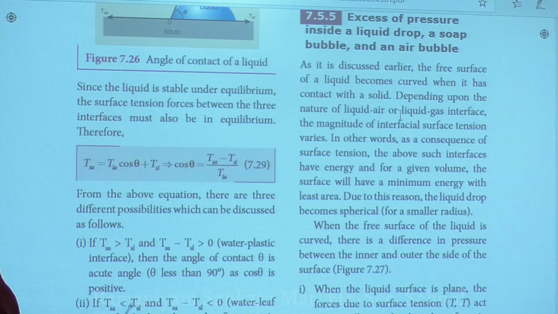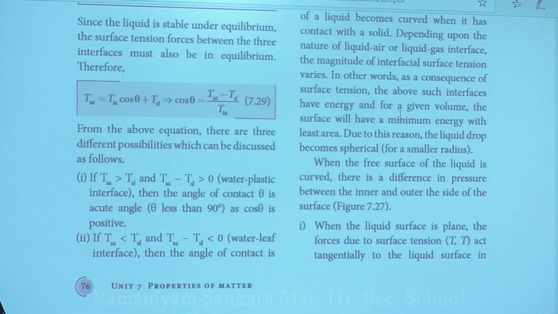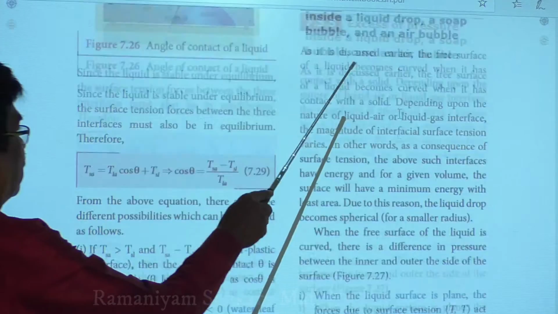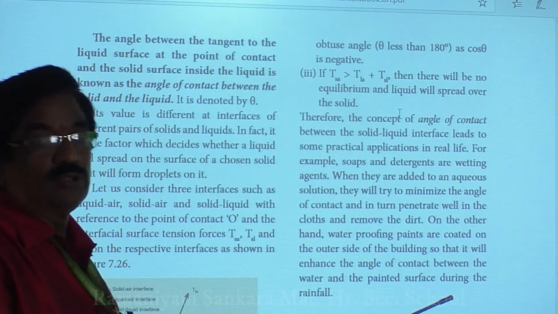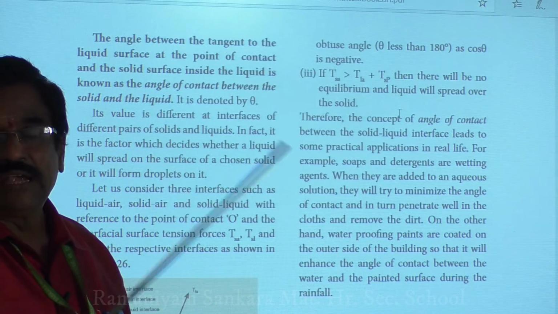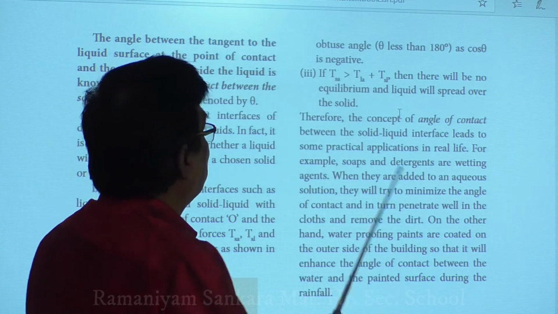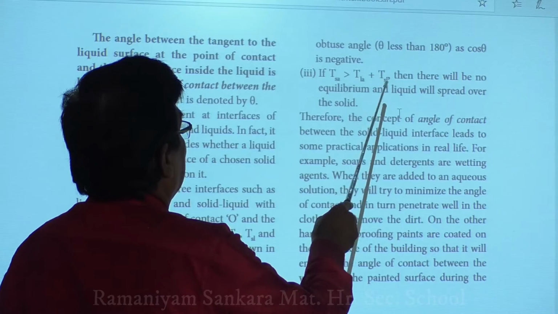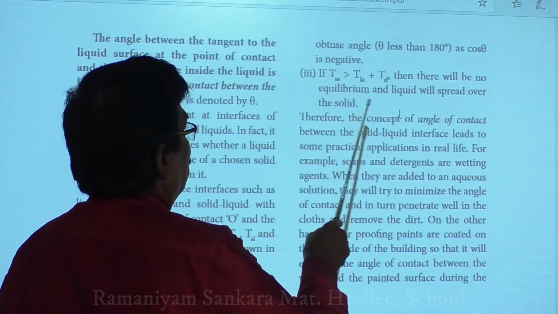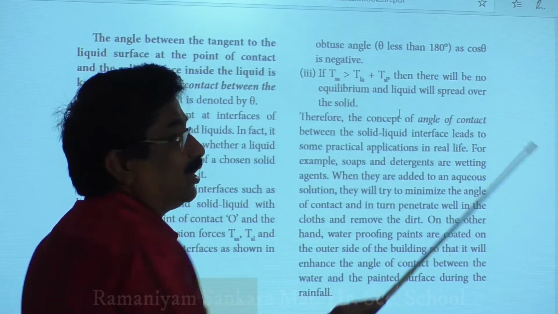Similarly, if TSA is less than TSL, that is, TSA minus TSL is less than 0, for example water on a lotus leaf, then the angle of contact is an obtuse angle. What is obtuse? Greater than 90 degrees and less than 180 degrees, as cos theta is negative. Okay, if TSA is greater than TLA plus TSL, then there will be no equilibrium. The liquid will spread over the solid.